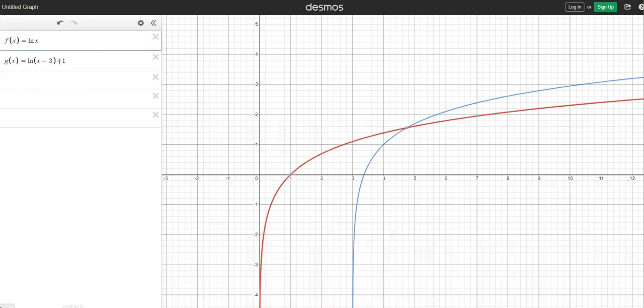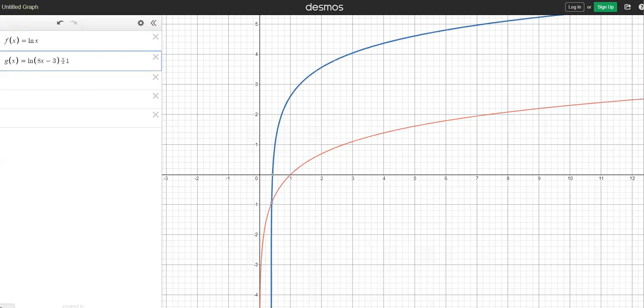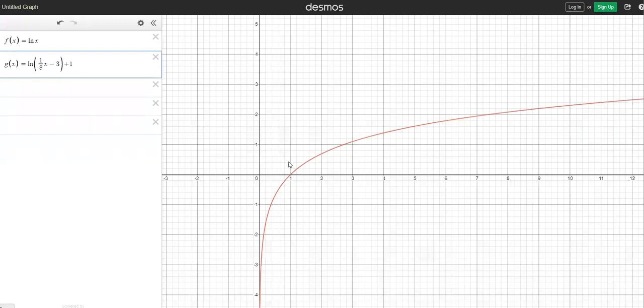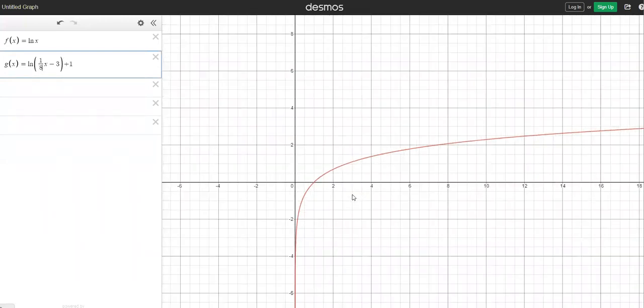If I did an 8, it would shrink everything by a factor of 8. I want to do it by 1/8. That's going to stretch everything out by a factor of 8.